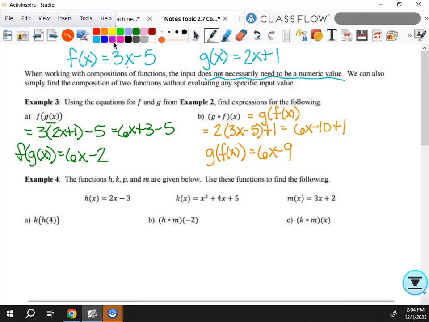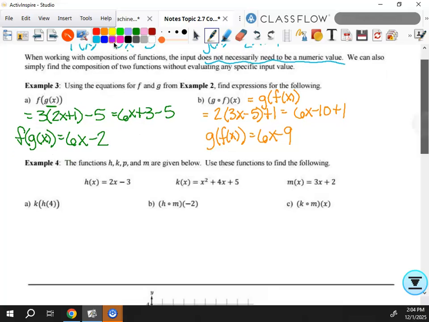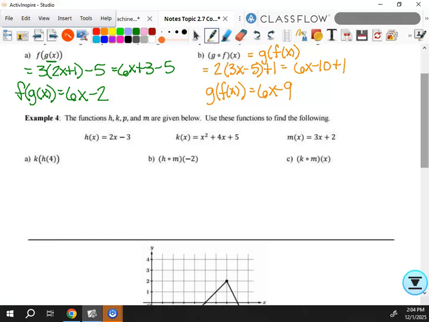So this next part says the functions h, k, p, and m are given below, but that's a lie because there's no p, but it's okay because we don't need it. And then we're just going to do a few more examples here. So k of h of 4. So we're going to start with h of 4, right? So h of 4 is 2 times 4 minus 3. So that's 8 minus 3, which is 5. Right?